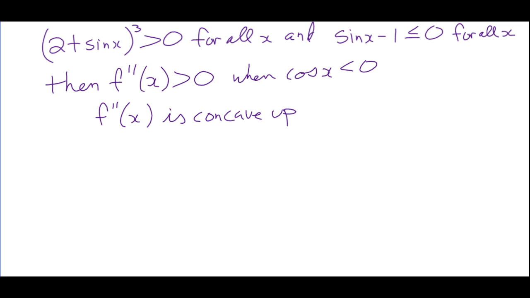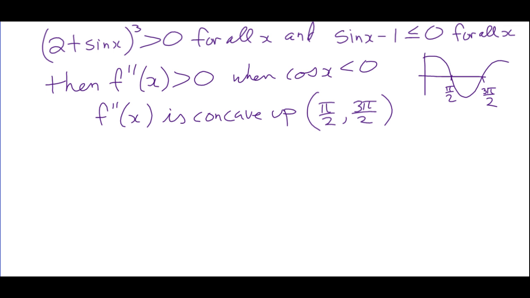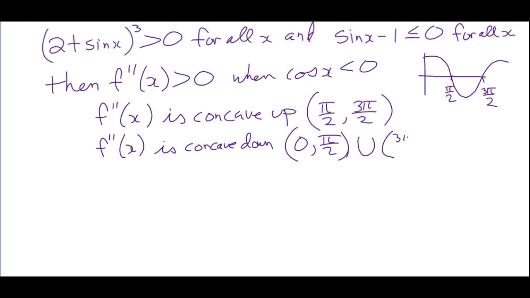When cosine is less than 0, that's going to be from pi over 2 to 3 pi over 2, right? Again, however you figure out your stuff. So from pi over 2 to 3 pi over 2. Otherwise, the cosine function is positive, right? 0 to pi over 2 or 3 pi over 2 to 2 pi, which makes the expression negative, so it'll be concave down. So f double prime of x is concave down from 0 to pi over 2, and from 3 pi over 2 to 2 pi.